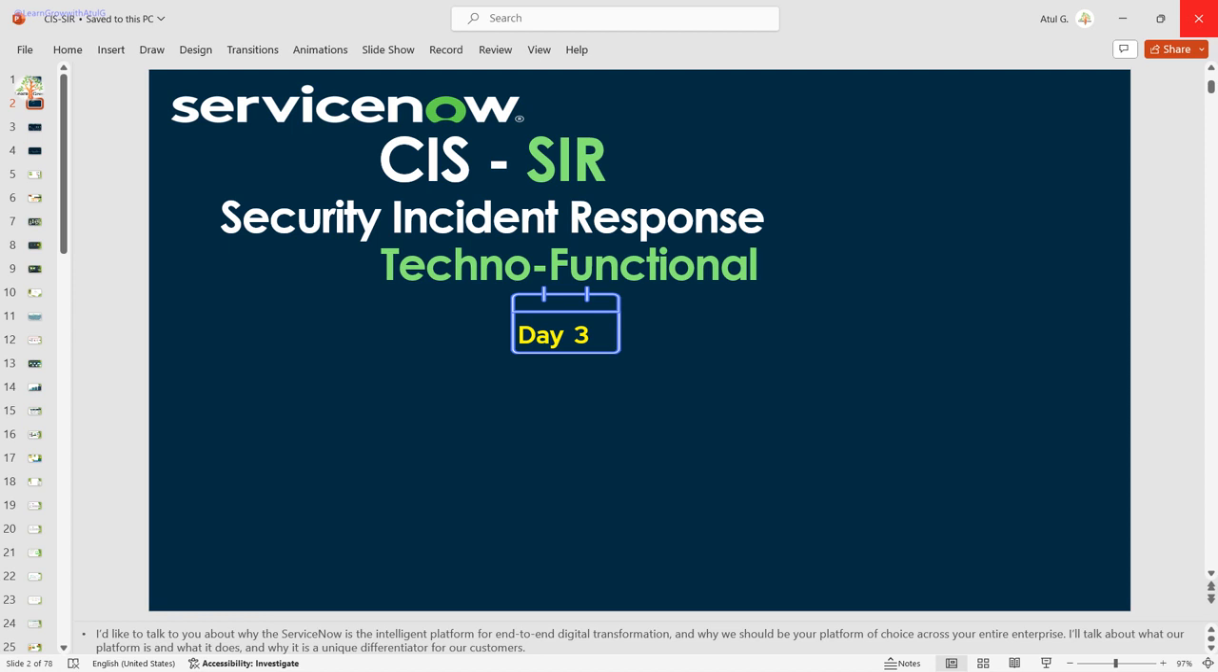CIS-SIR Security Incident Response. So yesterday we discussed the major concepts of security incident, specifically the module, how it has been built up. Then we saw the survey, what it says, the 287 days average it takes, and we covered the security definition. We also discussed threat intelligence a little bit. Now we are going to start a little bit deeper into this particular security operation.